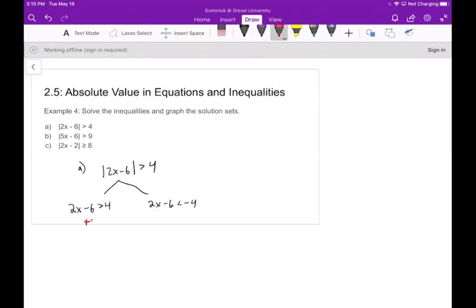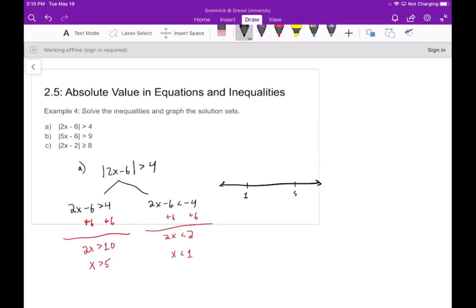So I can add 6. And I get 2x is greater than 10, which gives me x is greater than 5. And on this one, I'm going to get that 2x is less than 2, which gives me x is less than 1. Now here, we're going to have to be a little bit more careful when we plot. All right, both are going to get open circles. But now I want stuff greater than 5, so I need to shade this way. And I want stuff less than 1, so I need to shade this way.